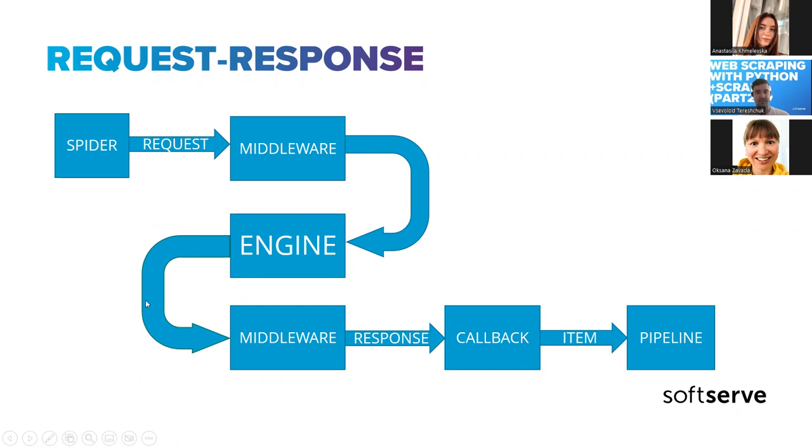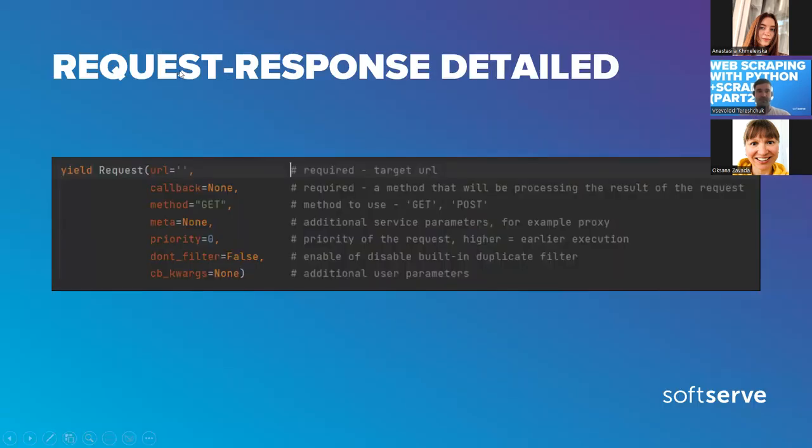And then Scrapy sends the response that has been intercepted by middleware again. And then the response returns to the callback function defined in the request. And then after processing in the callback function, if we extract some item, this item could be transferred to the pipeline. This is the most complete schema of how the data is migrating from request to response and how it's being processed. So let's review how it looks like in the code.